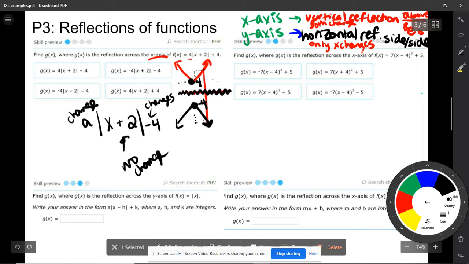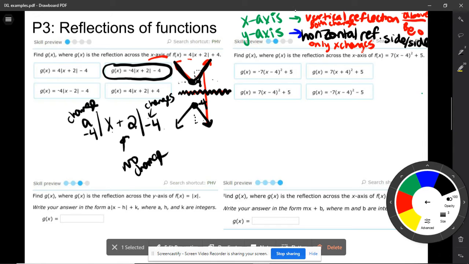My A changed. My A was a 4. It was positive 4. Now it's a negative 4. So my slope is negative 4. So my function is negative 4 with the quantity of x plus 2 inside, and a negative 4. So that example answer would be right here. So we notice that our A and our K value changed.